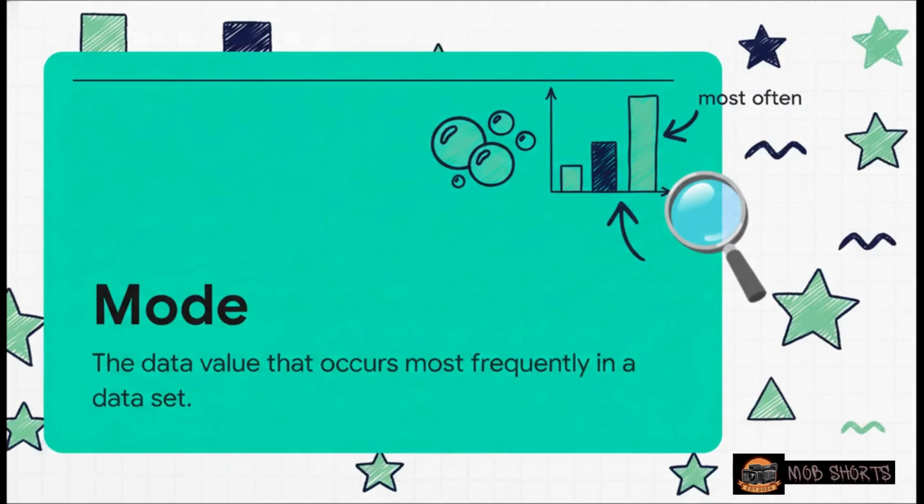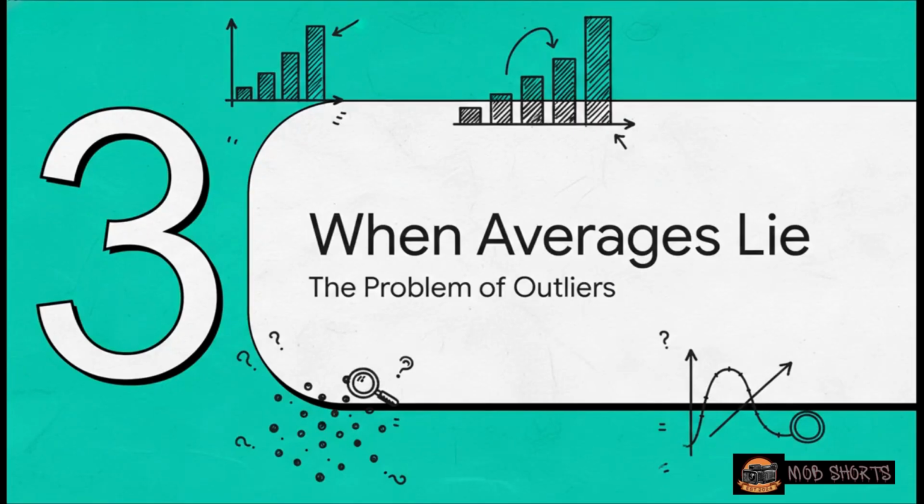And our third and final tool for finding the center is the mode. This one is by far the easiest. You ready? It's just the number that shows up the most. That's it. So if you want to know the most popular choice or the most frequent result, the mode is your best friend.